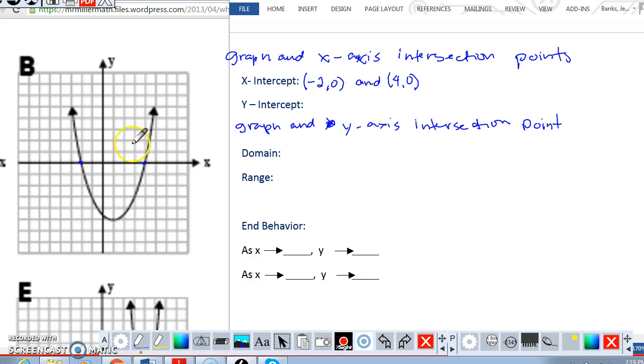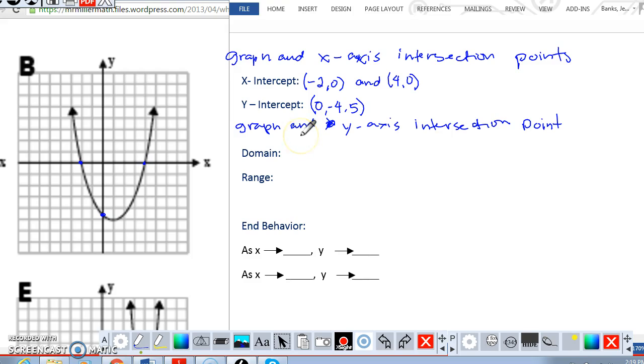Now for y-intercept again, this is your graph and it intersected the y-axis at this point right here. We will just have to estimate that point. The x coordinate is 0 because it's on the y-axis. And let's count negative 1, 2, 3, 4, 4.5. So that's negative 4.5 for your y-intercept.